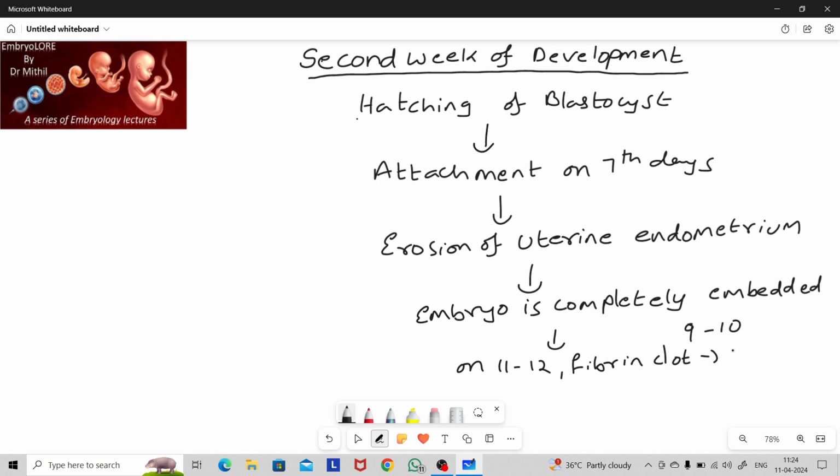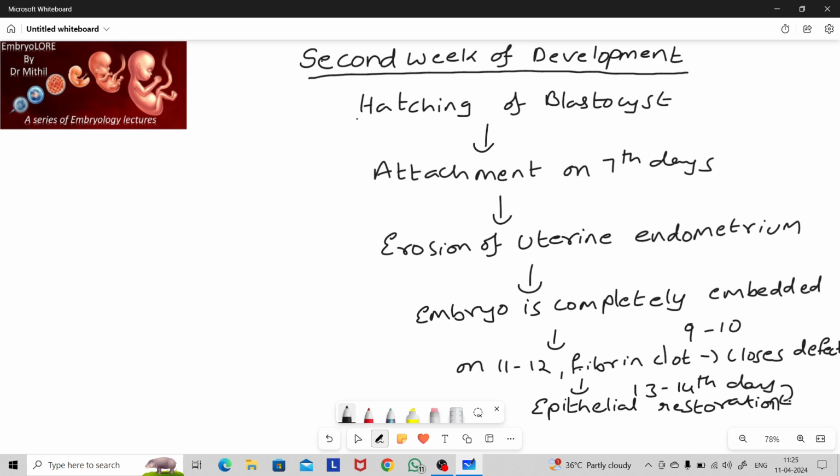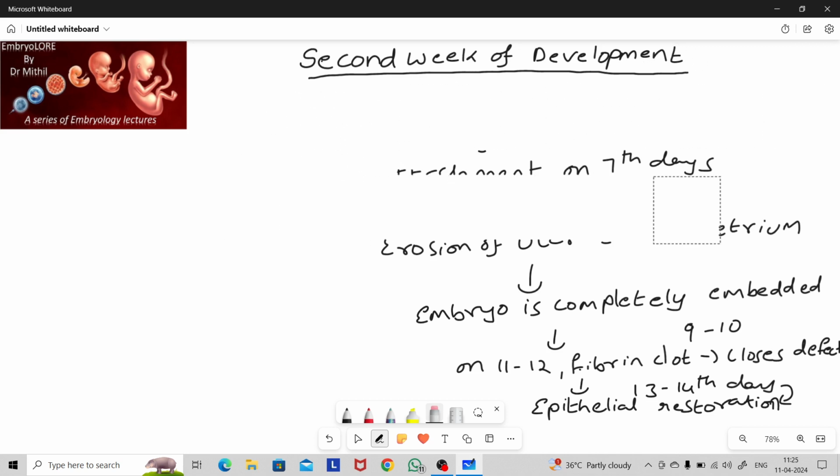A fibrin clot forms and closes the defect caused due to the erosion. And after that, on the 13th to 14th day, the epithelial lining is completely restored, that is simple columnar epithelial restoration. So this is the simpler and easier way to understand the flow, the different steps in the formation of the implantation.